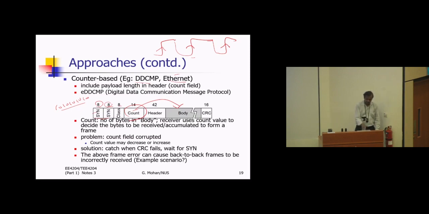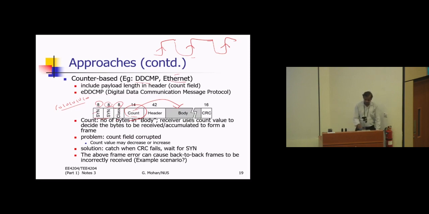Then, according to this, this is the DDCMP frame format. 8 bits are used to represent the type of class. Maybe you can just imagine it's a high priority or low priority kind of class. Let us not worry about this. What is important here is that there is a field count which represents the number of bytes carried in the body.